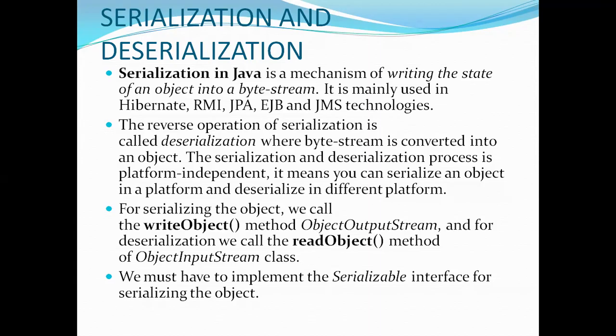For serializing the object, that is, for converting the object into a byte stream, we require the writeObject method of ObjectOutputStream. And for deserialization, that is, converting the byte stream into an object, we call the readObject method of the ObjectInputStream class. And we must implement the Serializable interface for serializing the object.